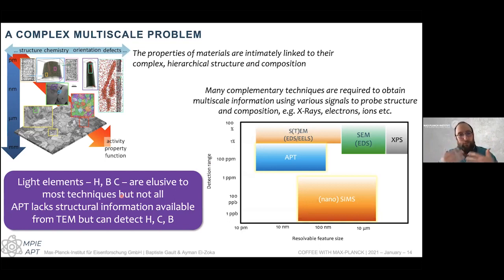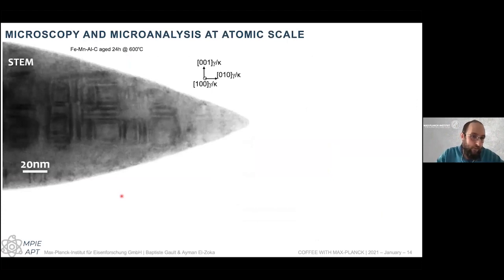So instead of trying to solve all of the problems of the material world with just one technique, what we aim to do increasingly in my group, and more broadly at the Institute and in the scientific community, is to combine information from the different techniques. So if I look at, for example, this precipitate strengthened austenitic steel, you can see that there's a structure with some contrast inside, and that contrast corresponds to particles, precipitates, that are formed inside of the matrix. And these precipitates contain manganese and aluminum and a bit of iron and carbon.